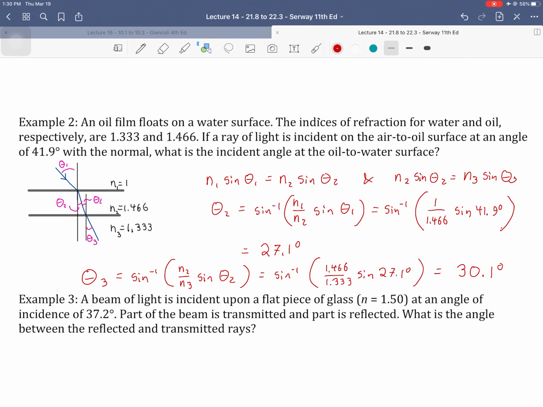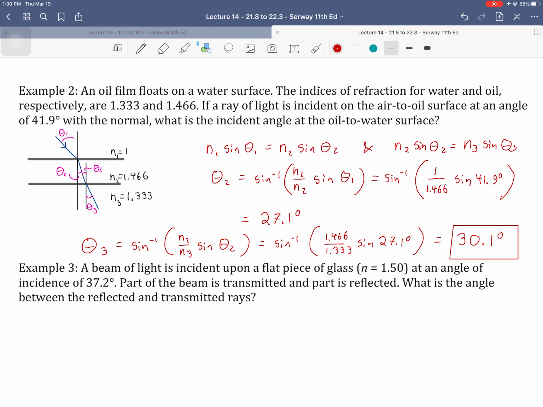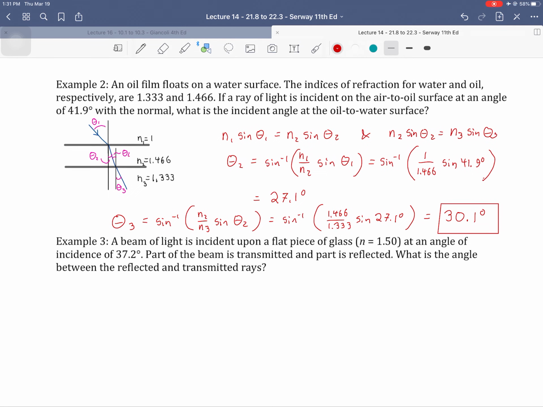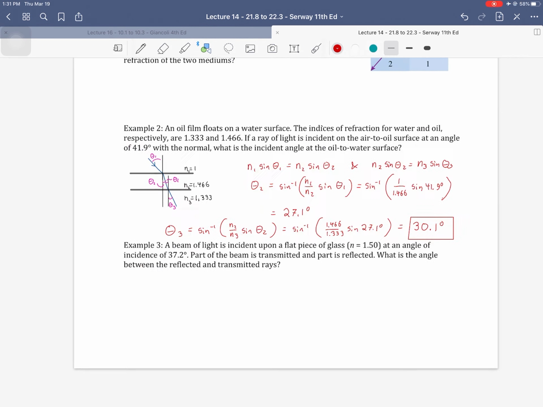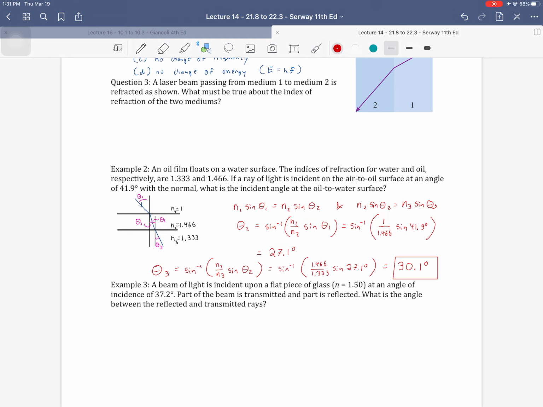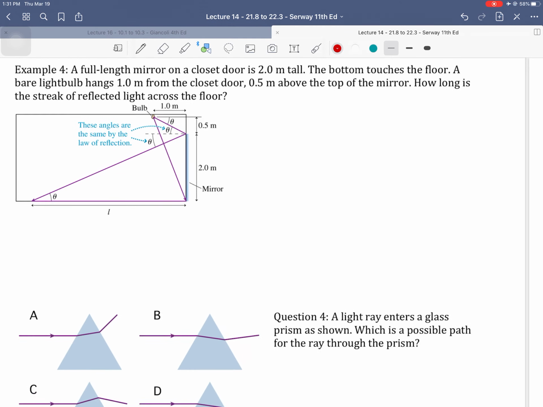All right, so you can see that you can really have it pass through as many materials as you want, as long as you just follow each refraction, each bending, one interface at a time. First interface was the air to oil, then the second interface was oil to water. Okay, so I'll leave example 3 for further practice. It's a good one for you all to give a try.